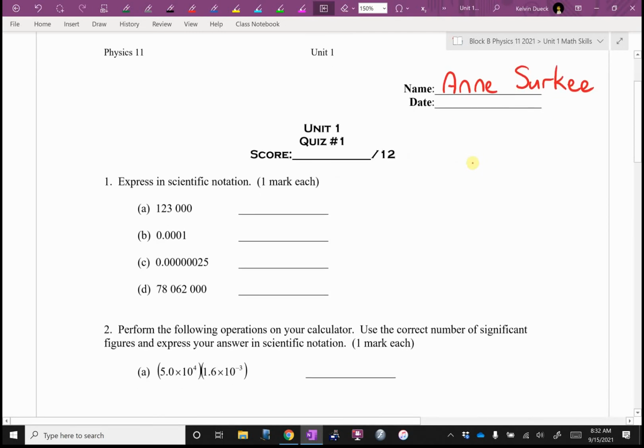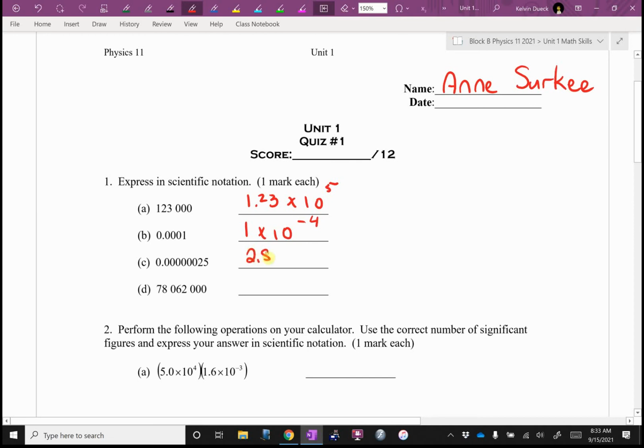Expressed in scientific notation, 1 mark each. 1.23 times 10 to the 5. Half mark for the 1.23, half mark for the times 10 to the 5th. So wrong exponent, you lose a half mark. 1 times 10 to the negative 3 or 4? 4. Half mark for the 1, half mark for the times 10 to the negative 4.